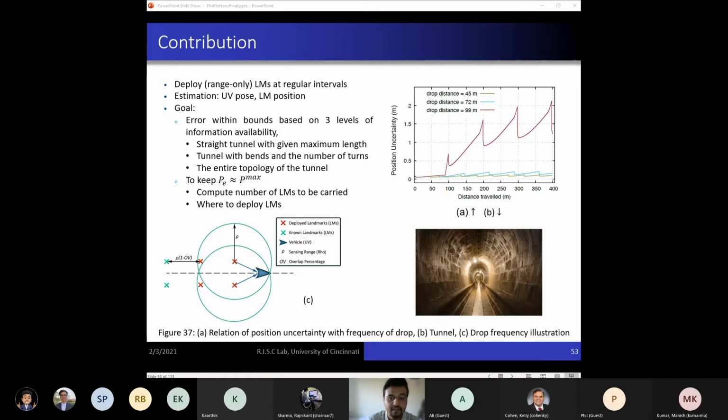We observed that when the vehicle received range to at least 2 landmarks, known or unknown, the associated position uncertainty was quite low, as shown in figure 37A. For the third case, as shown by the red line, there are segments in the trajectory where the vehicle is navigating blind.